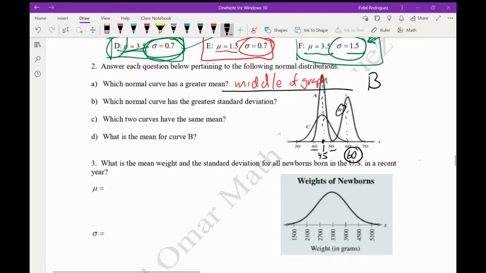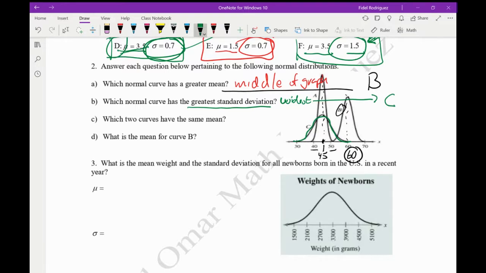Now, part B here says, which one has the greatest standard deviation? This means which is the graph that is the widest. The graph that's the most wide would be choice C, because as you can see here, choice C is much wider than the other ones. Again, I'm not so concerned about the height. I'm more concerned about the width of the graph.